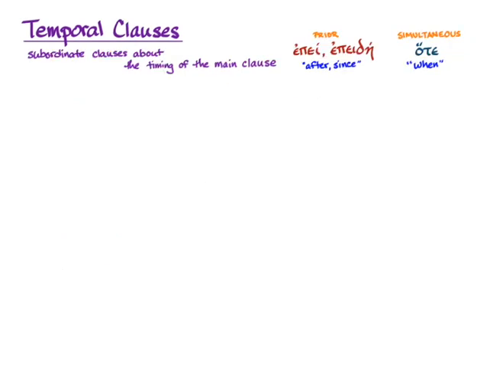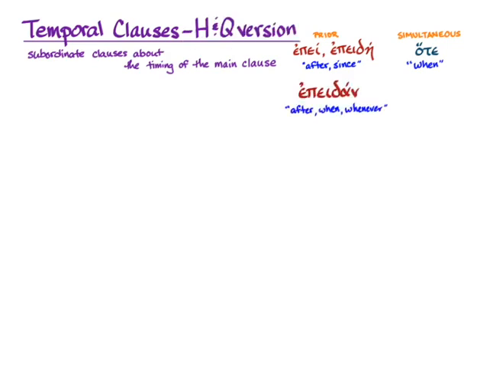That's kind of what you already know when you get to section 97 in Hansen and Quinn. And they give you also two new forms, epeidan, after, when, or whenever, and hotan, when or whenever, to use in some other kinds of sentences, some other kinds of clauses.